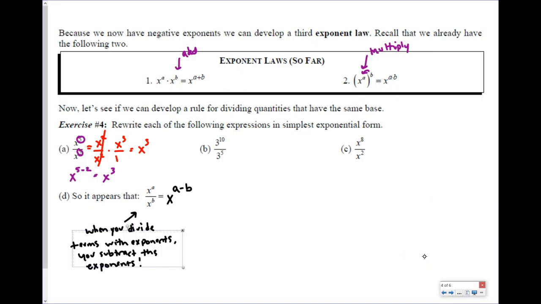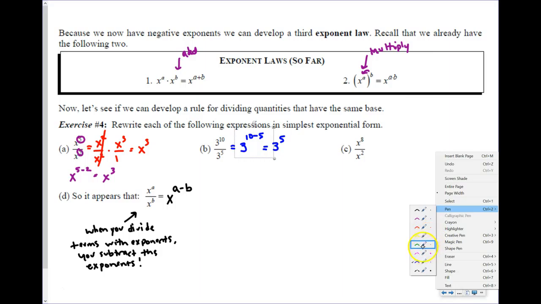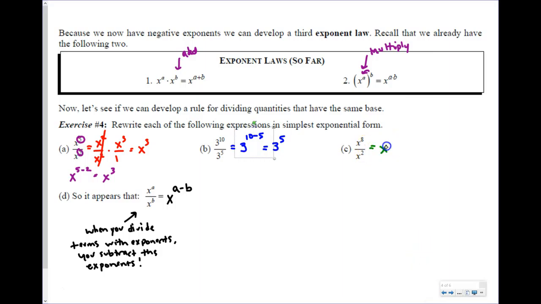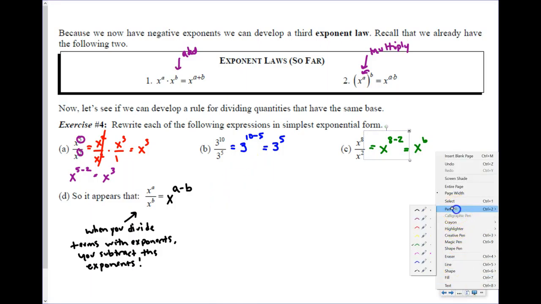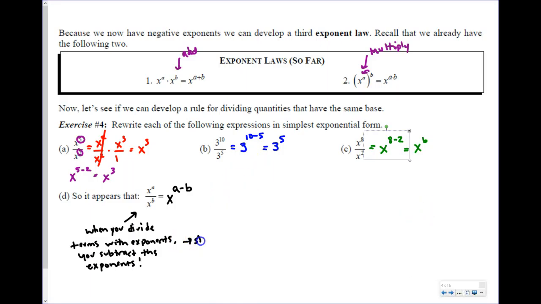So let's come back to letter B. If I have 3 to the 10 over 3 to the 5, it's like saying 3 to the 10 minus 5 to give me 3 to the 5th. And letter C, here I have x to the 8th over x to the 2. It's the same as saying x to the 8th minus 2 to give me x to the 6th. So it's a shortcut, right? We don't have to do the work I did in red, where I pulled out the x squared, crossed it out, and saw what's left over. I can skip that, and this is a little shortcut right here. Okay, this is a shortcut. It will save us time.